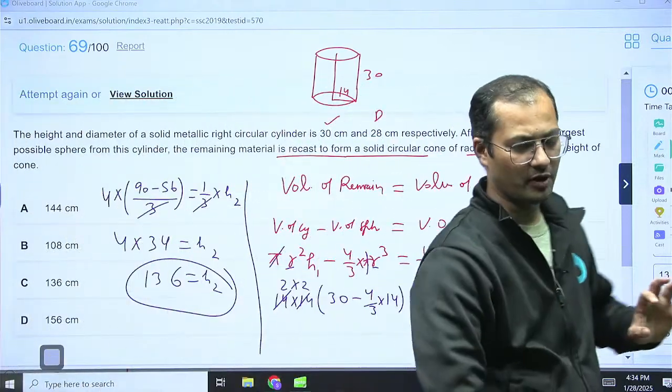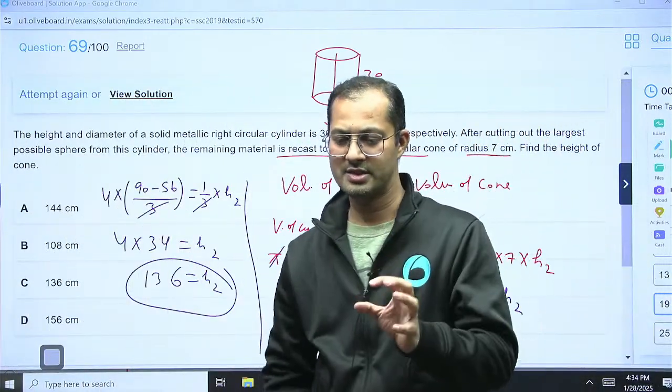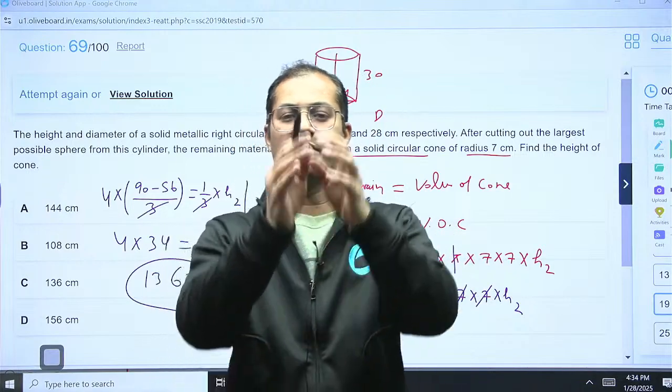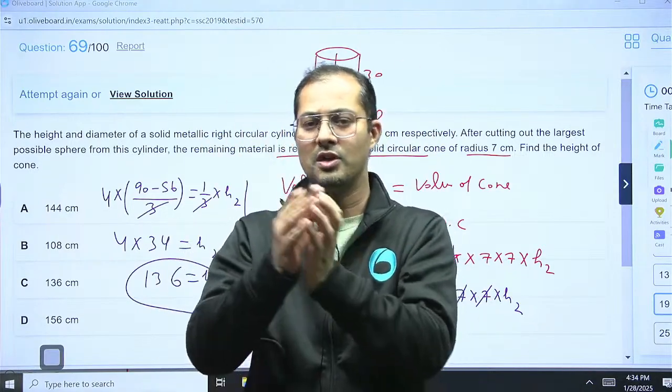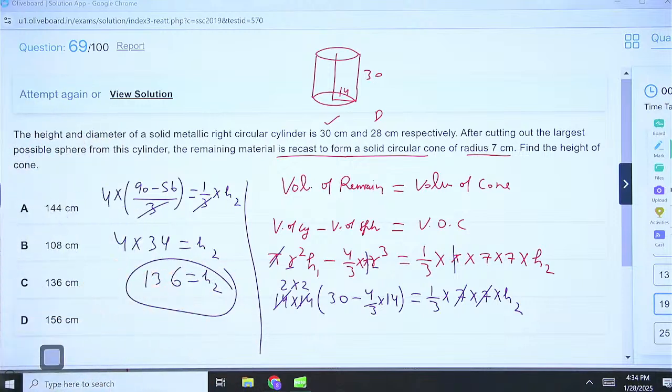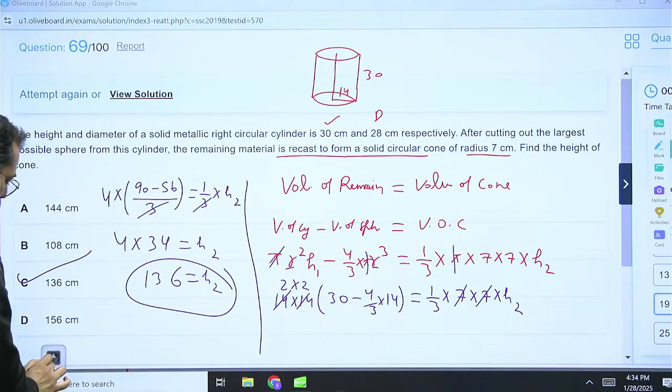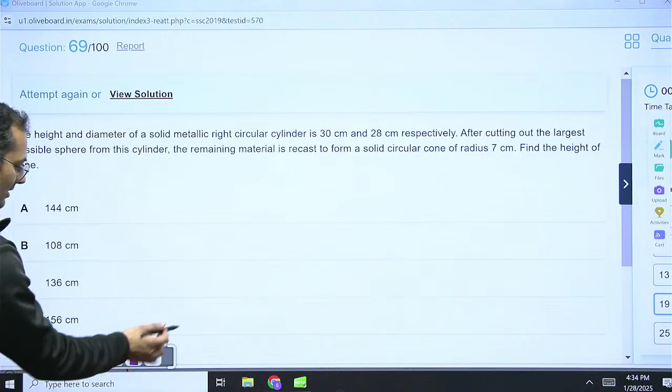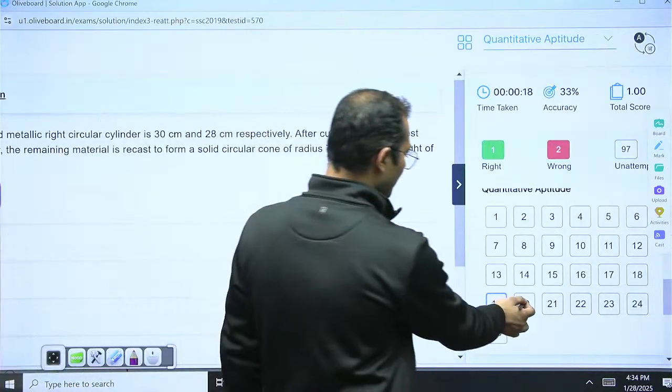It is simple, there is a use of formula. If you know the formula and you know that the volume of the newly formed cone would be equal to the remaining part, this is the only funda. So C is the right answer. Let's move to the next question.